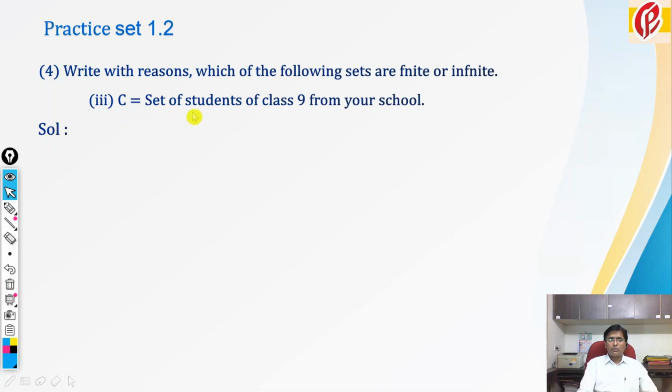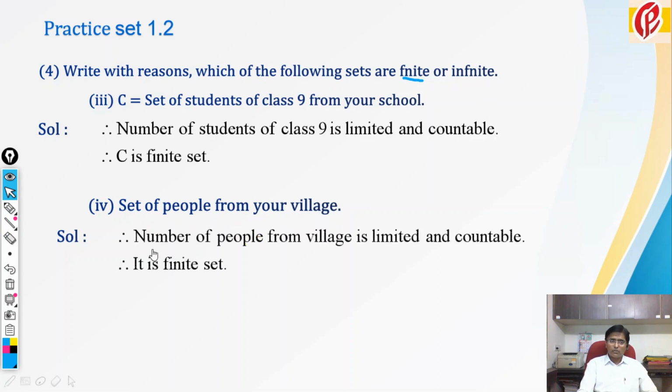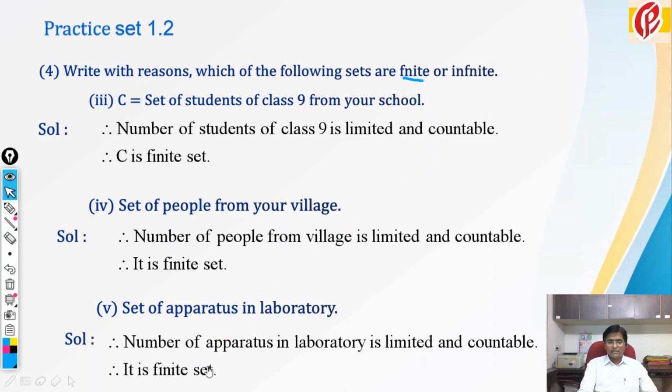Third, C is equal to the set of students of class 9 from your school. Now in your school, students of class 9 are limited and countable. So this set C is what type of set? It is a finite set. So the number of students of class 9 is limited and countable, therefore C is a finite set. Fourth, the set of people from your village are also limited and countable, so it is also a finite set. Fifth, the set of apparatus in a laboratory. Apparatus in a laboratory are also limited, so it is a finite set.